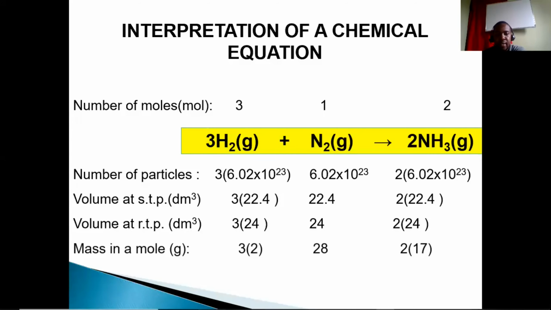And in terms of mass, we know that hydrogen gas molar mass would be 2 times 1, which is 2, so multiply mole by 2 to give us the total mass. Nitrogen is 14, but it's N2, so it's 14 times 2 to give us 28, and it's 1 mole, so 28 times 1. And ammonia is 17, so we have 14 for N and 3 times 1 for hydrogen, giving us 17, and multiply by 2 since it's 2 moles.